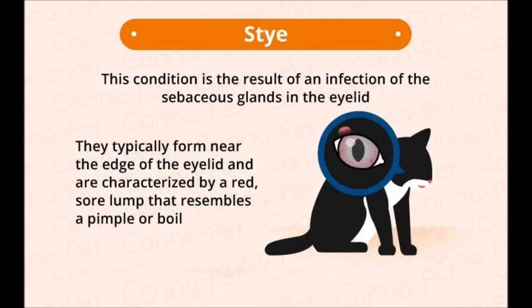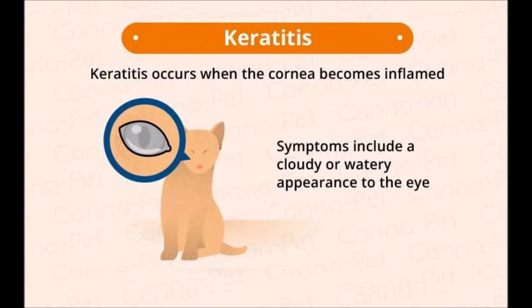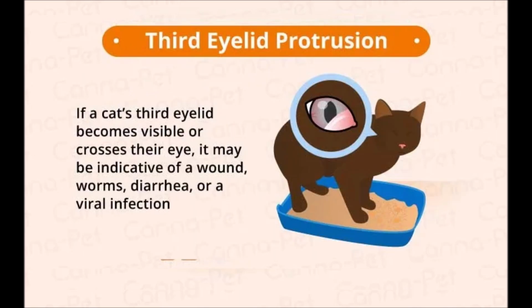4. Stye. An infection of the sebaceous glands in the eyelid, appearing as a red, sore lump near the eyelid edge, resembling a pimple or boil. 5. Keratitis. Inflammation of the cornea, leading to symptoms like a cloudy or watery appearance of the eye.